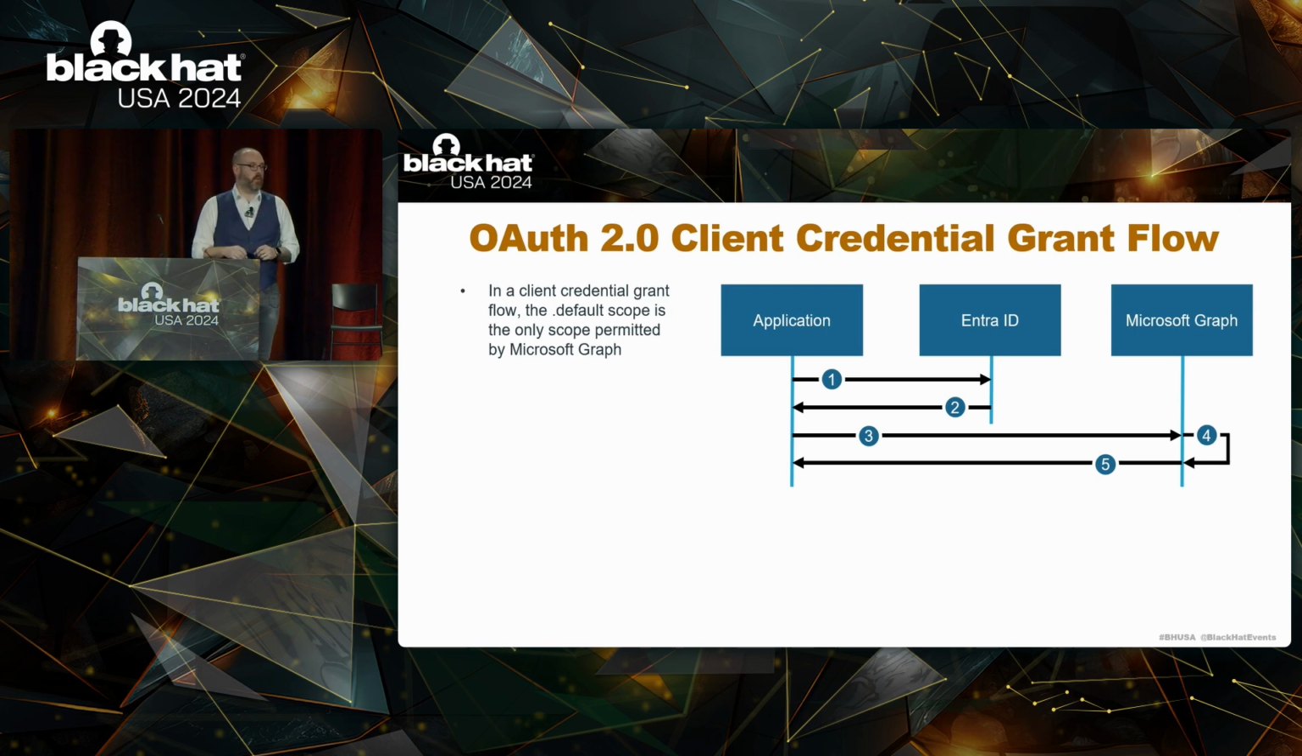A few things to note with this: in a client credential grant flow, the .default scope is the only scope permitted by Microsoft Graph. I highlight this because there are other sets of research out there around OAuth where there are ways to try to influence the scope.